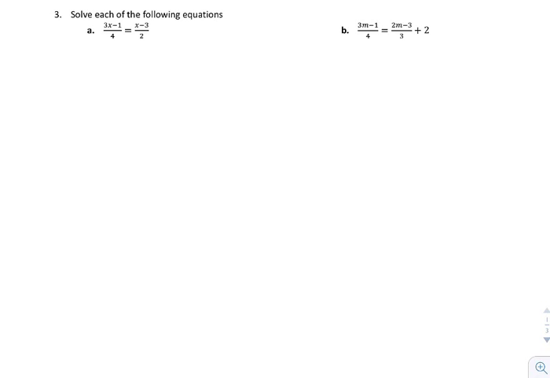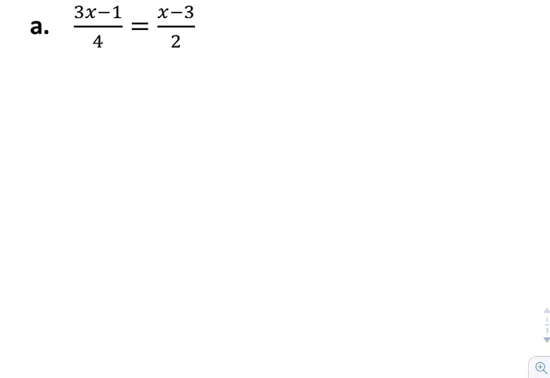This tutorial is going to go over 3a and 3b, which involves solving with fractions. Example 3a is asking us to solve the equation (3x - 1)/4 = (x - 3)/2 for x.